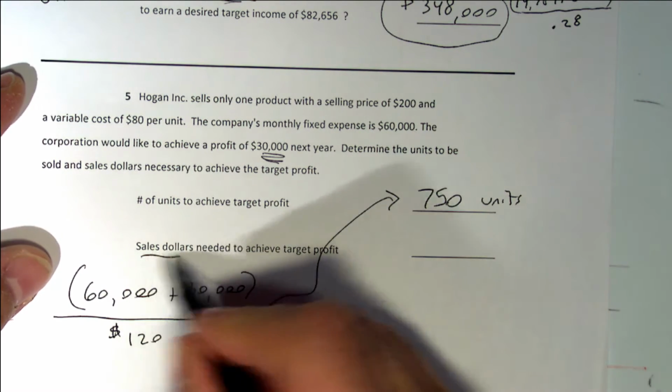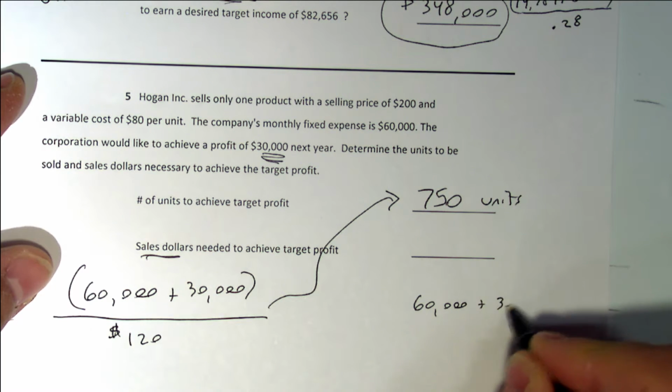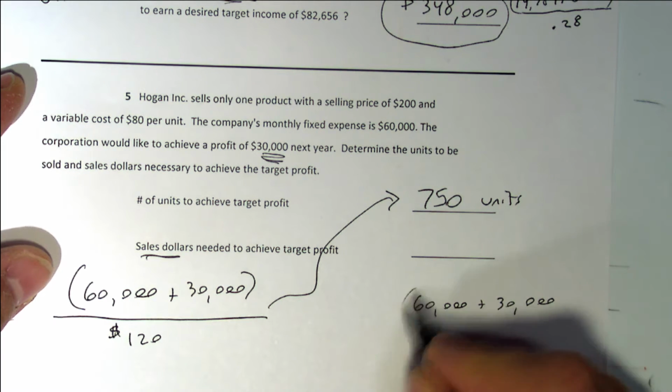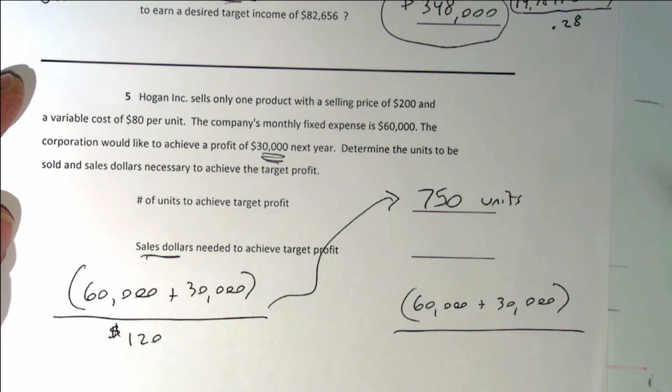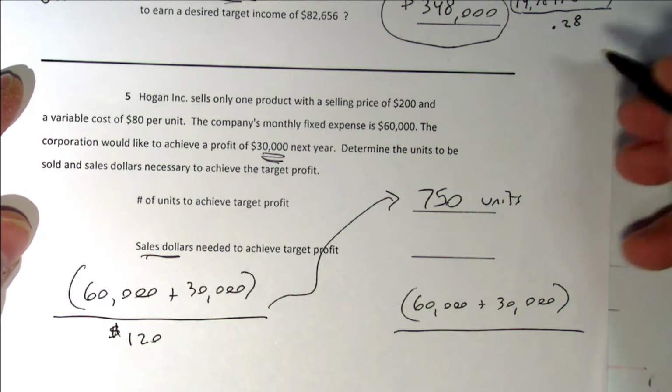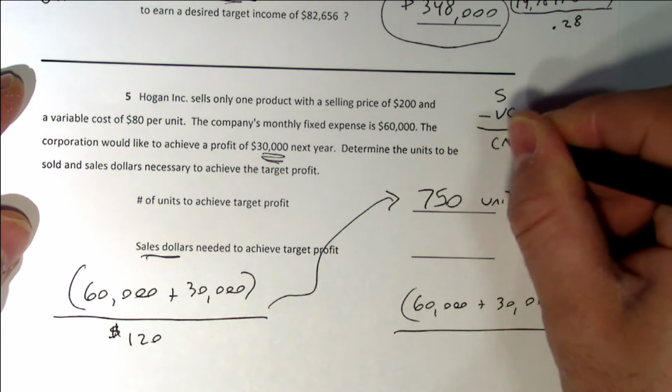For sales dollars, we take 60,000 plus 30,000 and divide it by the CM ratio. 80 divided by 200, 40%. Is that correct? No, I said that wrong. See, when I try to do a shortcut, that's what always happens.